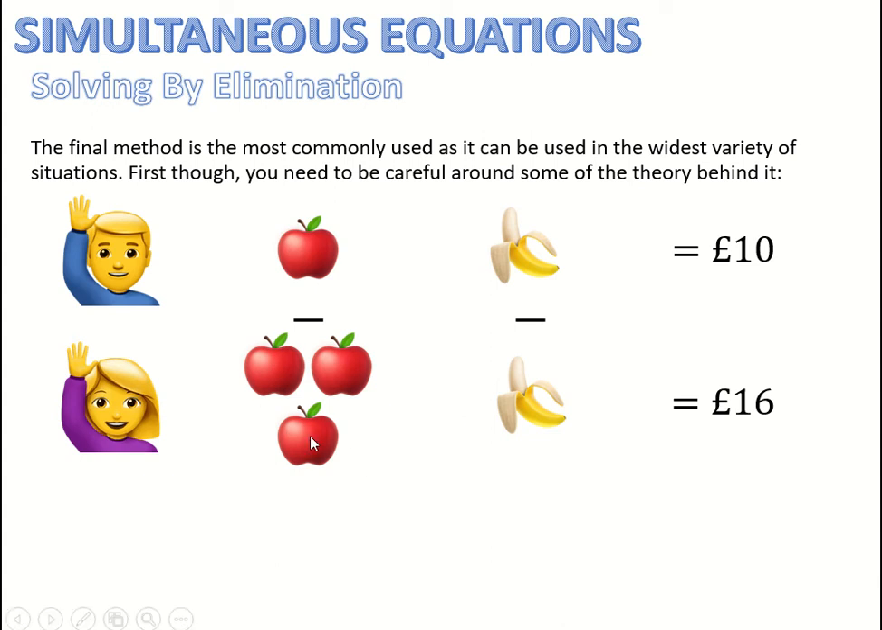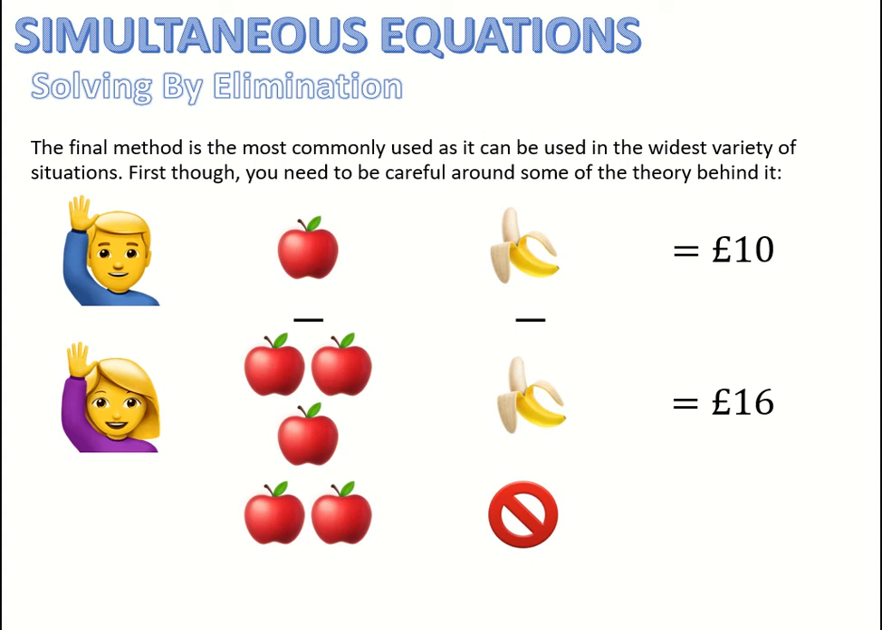Right, I'm going to take the bottom one and take away the top one. Okay, and I've just got to keep everything in that order. So I'm going to do this, take away this, take away this, and this, take away this. In which case, 3 apples, take away 1 apple is 2 apples. 1 banana, take away 1 banana is no bananas.